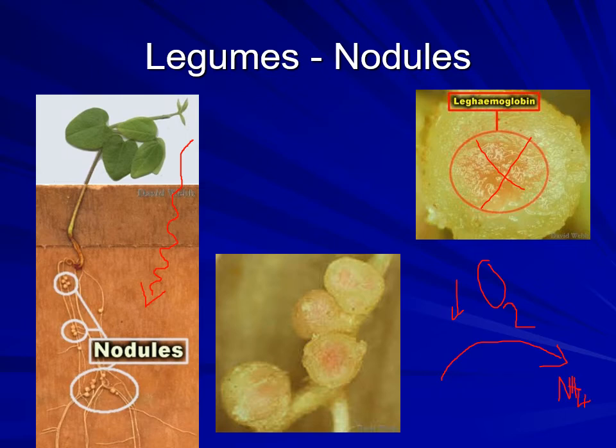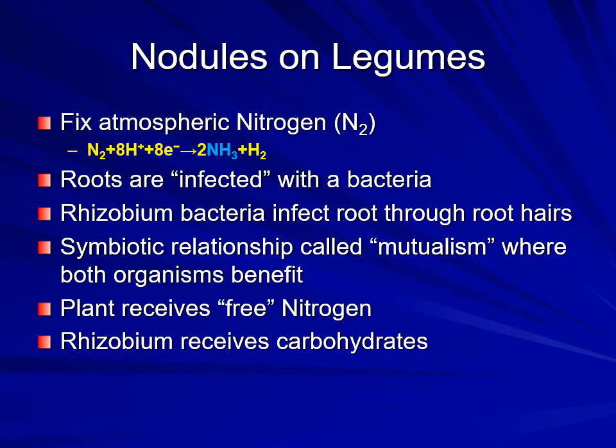Okay, so we have nitrogen from the atmosphere going into the nodule, and with the help of the plant, which is providing protons and electrons from photosynthesis, it is converting nitrogen to ammonium, which the plants can then absorb.